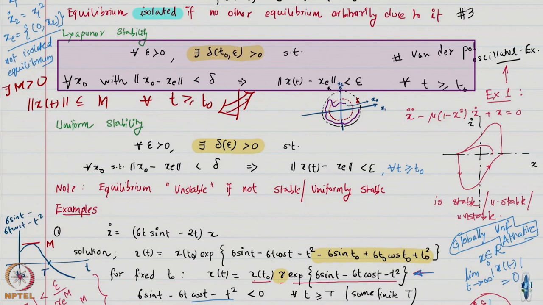And we say that the equilibrium is unstable if it is neither stable nor uniformly stable. If you have neither of these properties, then it is unstable.